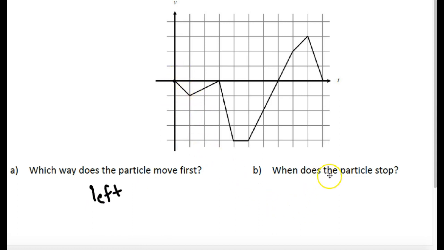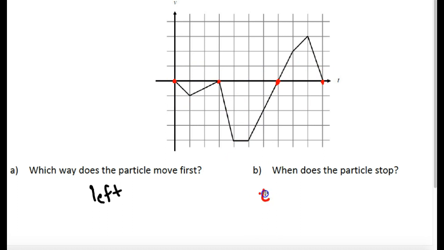Now, we want to know when the particle stops. Well, if I'm thinking about velocity, the particle has a 0 velocity right there, right there, right there, and right there. If we're looking at a velocity graph, we want the places where we cross the x-axis. Those are the places where velocity equals 0.